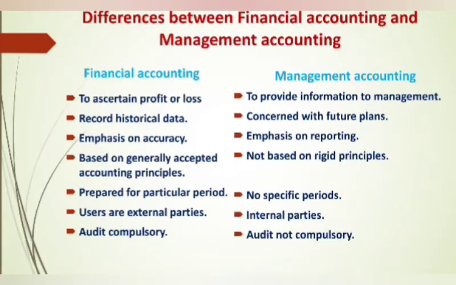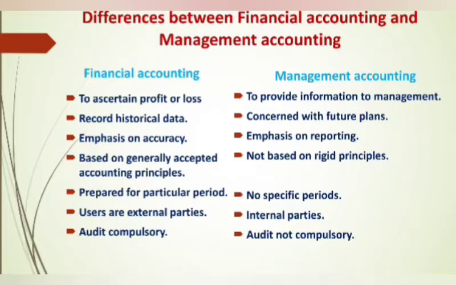Next, on the basis of the nature of information, financial accounting records the historical data related to the past. Whereas management accounting is concerned with future plans and operations. Next, on the basis of accuracy, financial accounting gives more emphasis to accuracy, but management accounting lays more emphasis on quick and prompt reporting. Then financial accounting is based on generally accepted accounting principles and conventions. But management accounting is not based on rigid principles, but on the internal requirements of management.